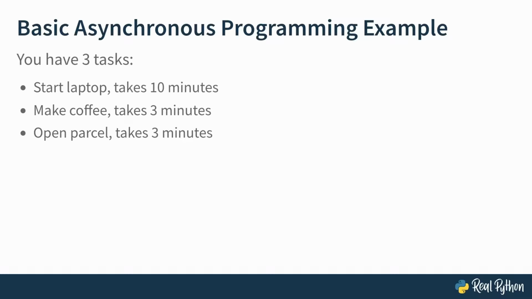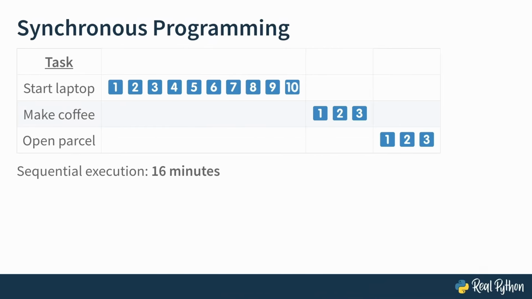Firstly, well, you could just start up your laptop and sit there for 10 minutes. And once the laptop has started up, you can then go into the kitchen and make coffee, which will take 3 minutes. And then once the coffee is made, you walk into the hall and you open up your parcel, which will take you another 3 minutes. So in total, these three tasks will have taken you 16 minutes.